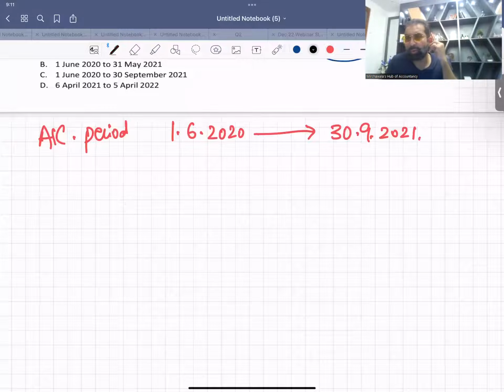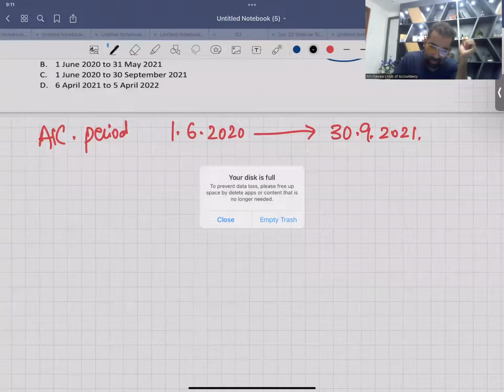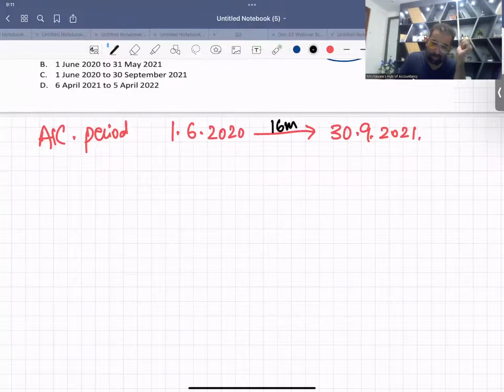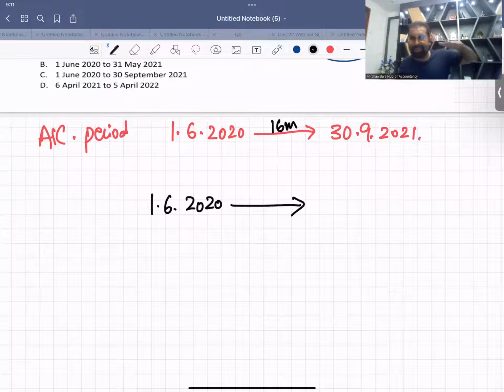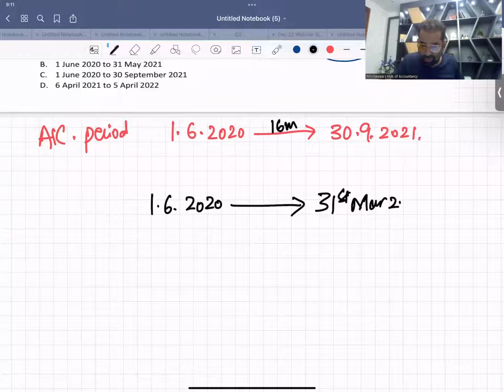Now, hope you remember how to solve it. Hope you remember this is 16 months. First of all, you write 1/6/2020, and you straight away take your card to 31st March. Straight away to 31st March, which is 21. Okay, so 1/6/2020 to 31st March 2021.